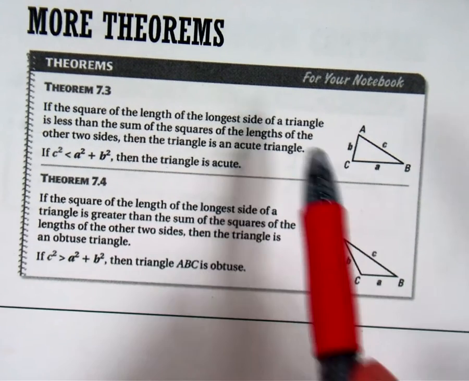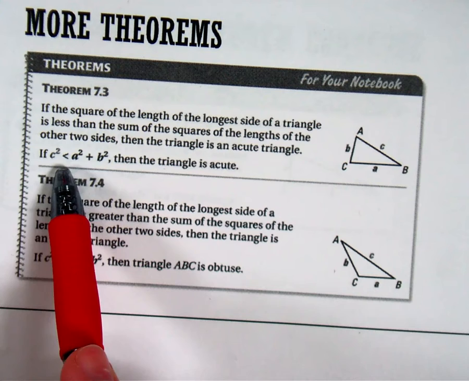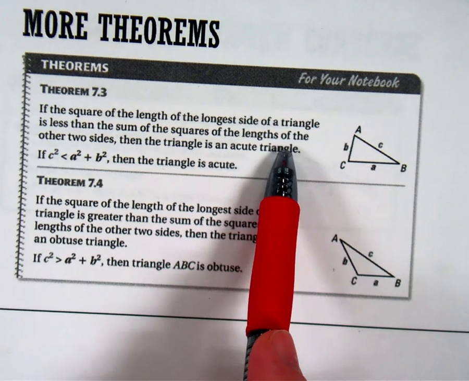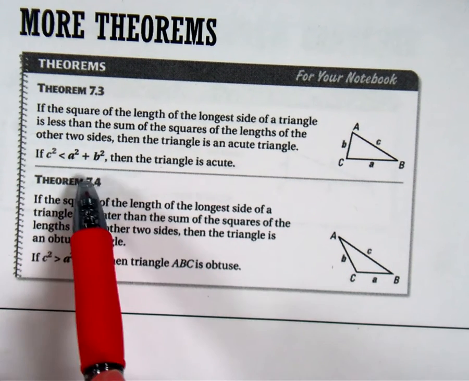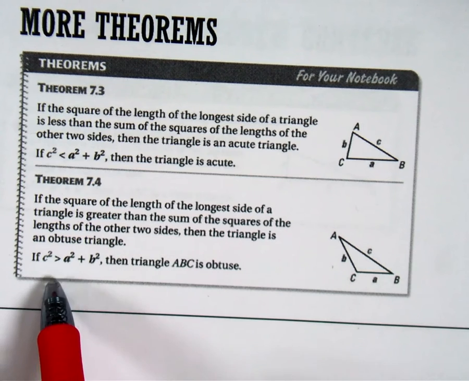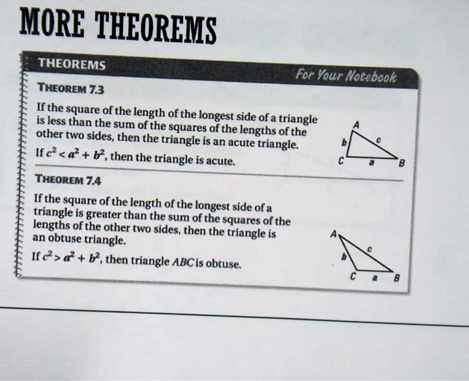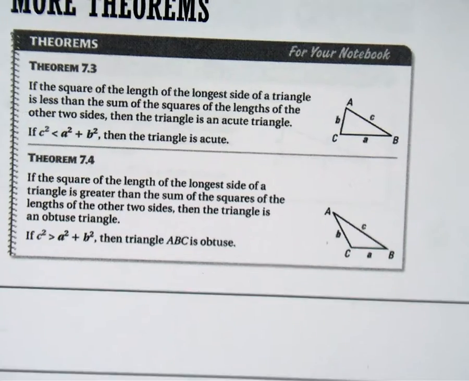Alright, if it doesn't work, if they don't equal and the c squared side is smaller, it's acute. If the c squared side is bigger, it'll be obtuse. Okay, that should be easy to remember. If the c squared side is smaller, it's a smaller angle, acute. If the c squared side is bigger, it's going to be a bigger angle, obtuse. Okay, so let's try a few of those.